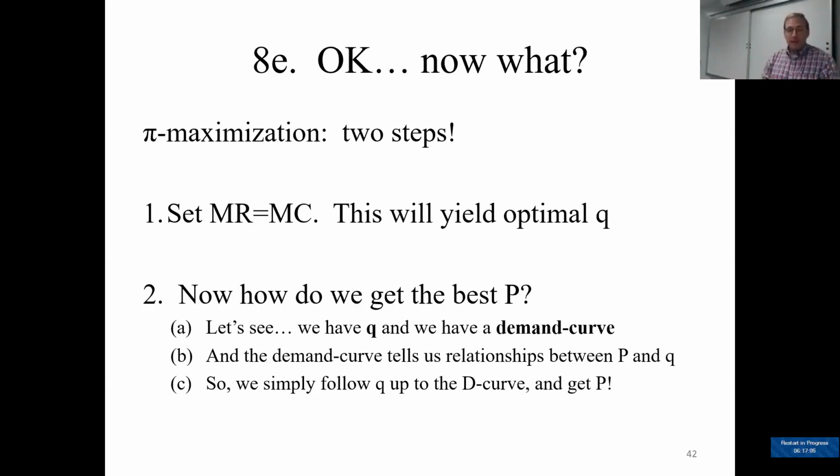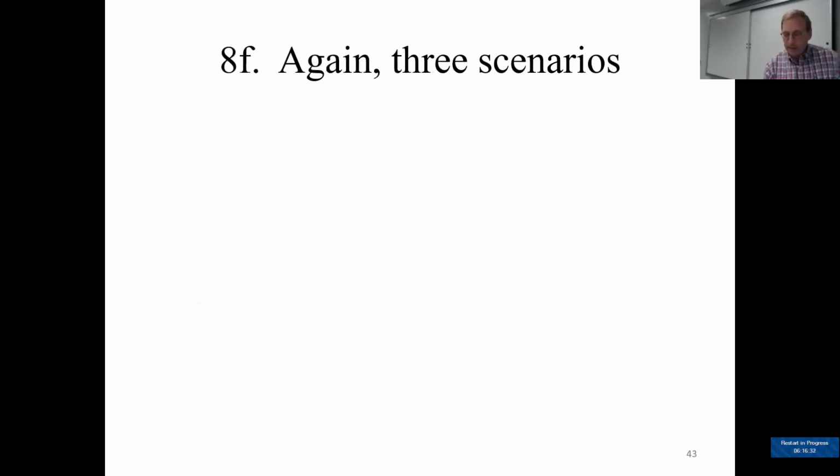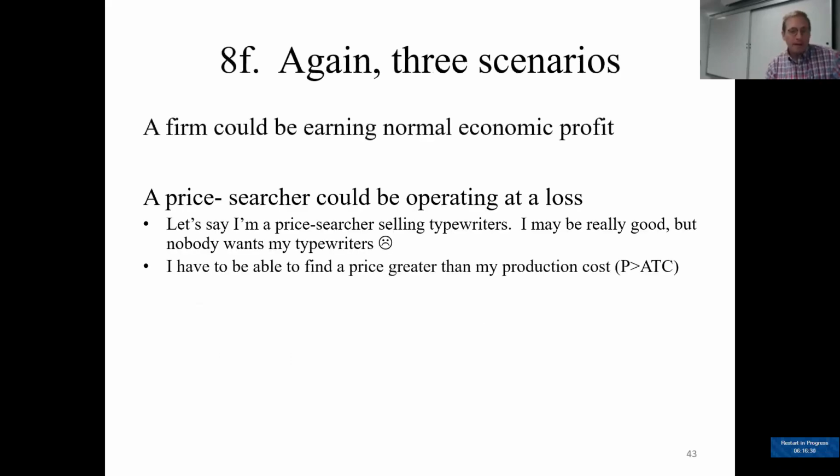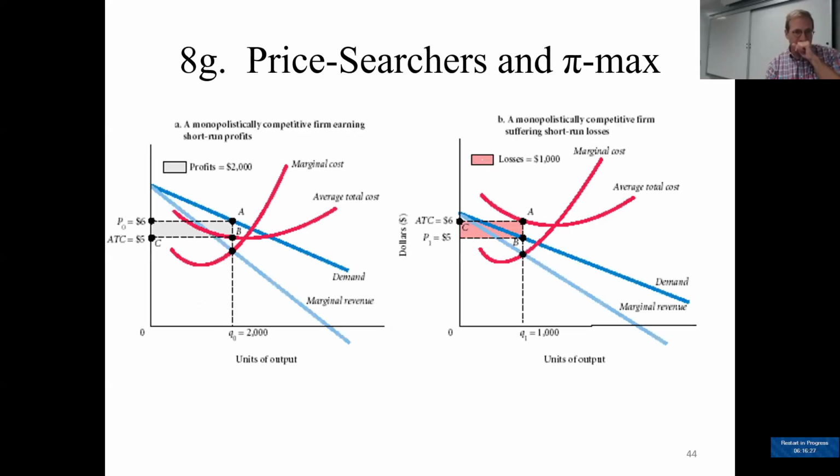Well, let's see. We now have a quantity. We got the quantity at the point where marginal cost equals marginal revenue. And we also have a demand curve because we know the demand curve of the market. We have a quantity and we have a demand curve. What's that going to give us? Let me phrase it another way. What does the demand curve represent? Price. The demand curve represents the relationship between price and quantity. We know quantity, we know the demand curve. That gives us the price. So if we look at this, I'm going to zip forward to a graph, and then I'm going to come back to the three scenarios.